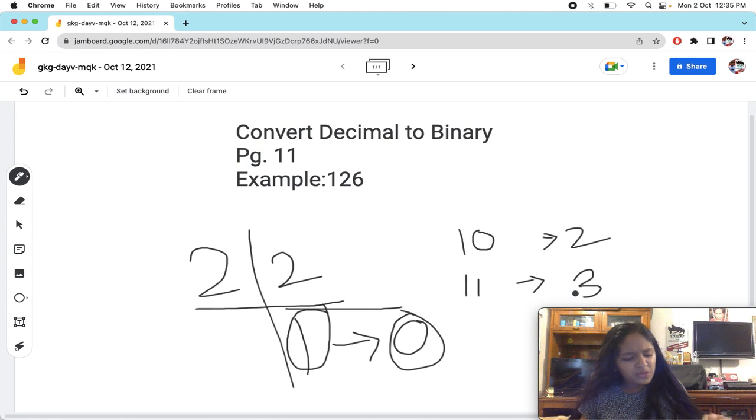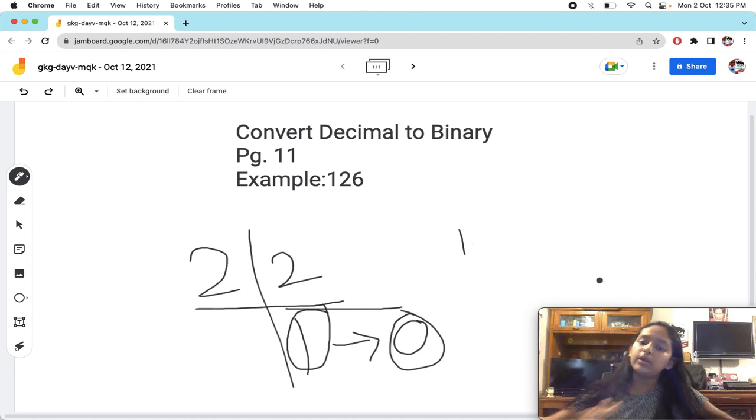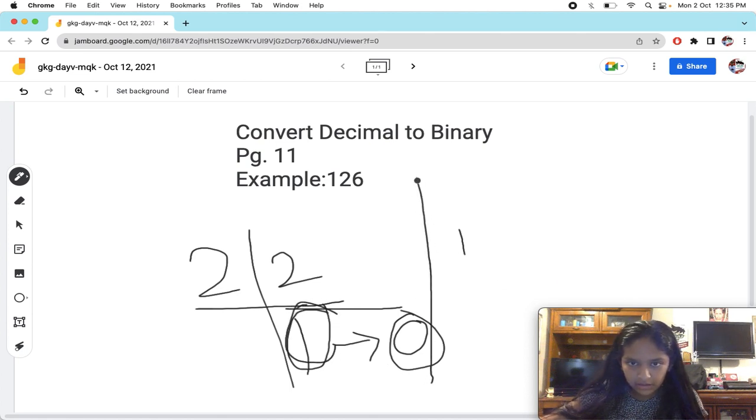Perfect. I hope you understood this very easily. It was a very easy concept, right? Let's just recap again. How it was done is that we divide the number by 2 until we get 1, and then we take that 1 and all the remainders upside down. That's how it's done. Very easy, I hope you understood.